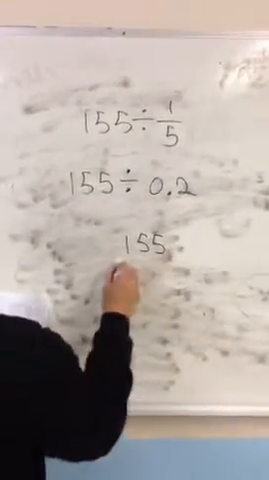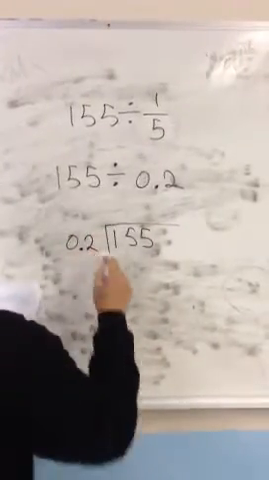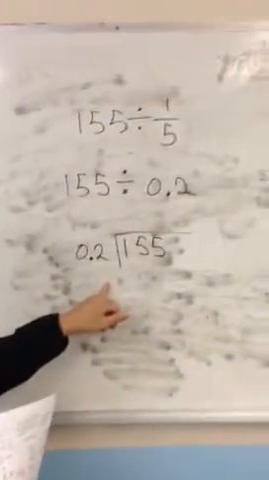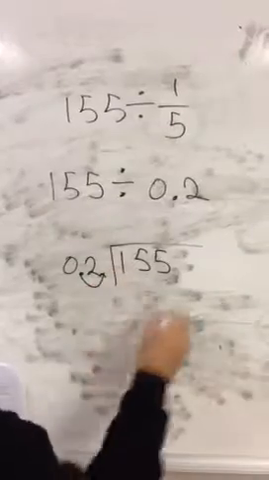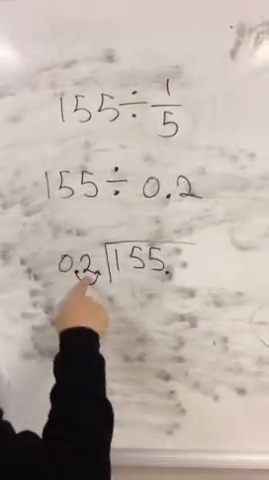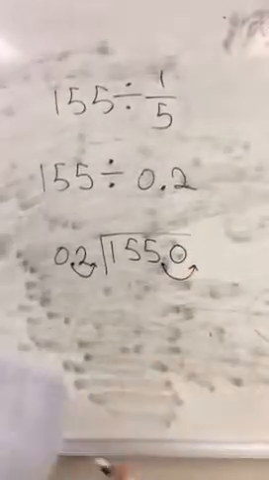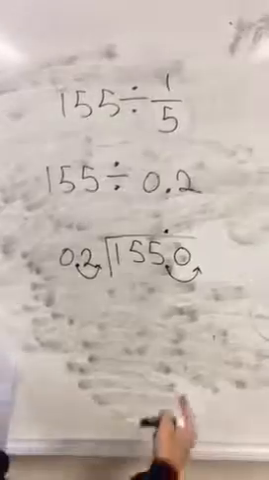155 divided by 0.2. The skill here is to recognize that you need to move the decimal one place over to make it into a whole number. And if you do that to your divisor, you need to do it to your dividend. You need to move it one place over as well. And then you just simply divide. You can bring the decimal up here to line all the decimals up.